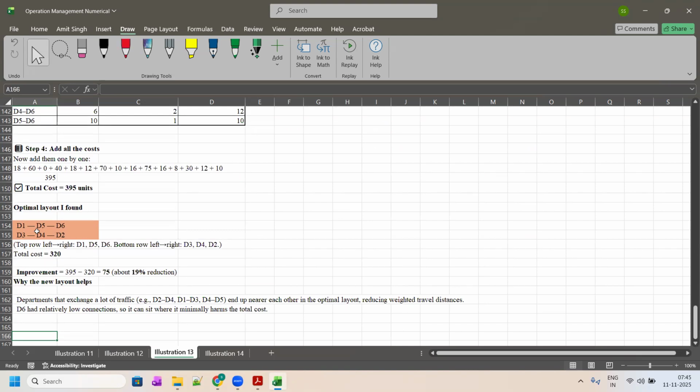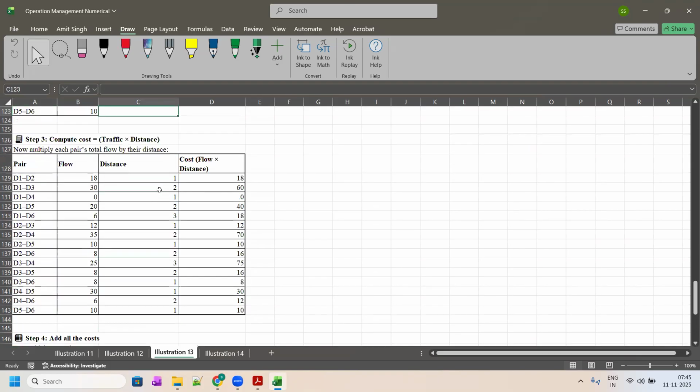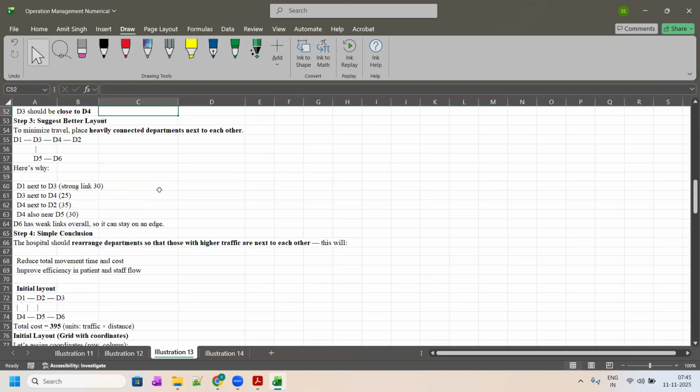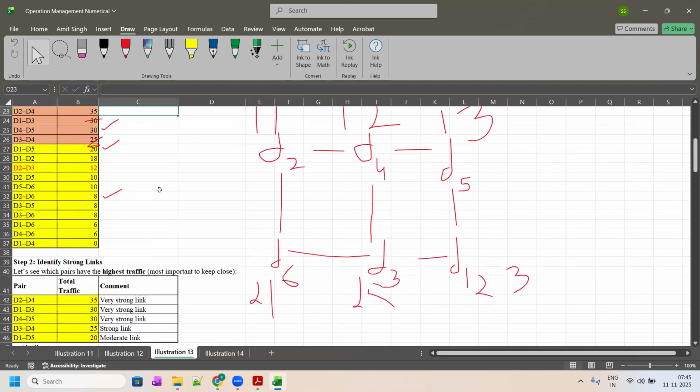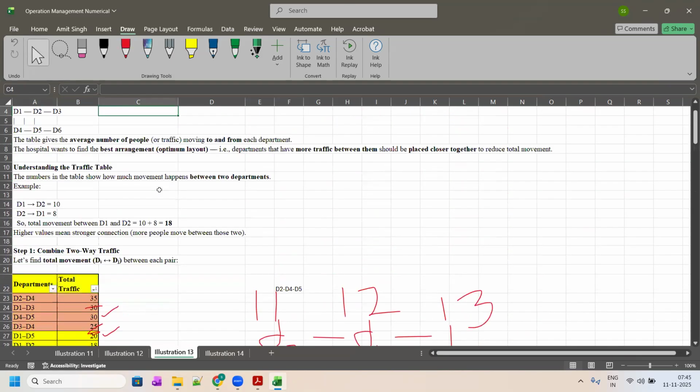If you use this layout, you are getting the cost as 320. Earlier your cost was 395. Now your cost has become 320. So here you got a reduction in cost.